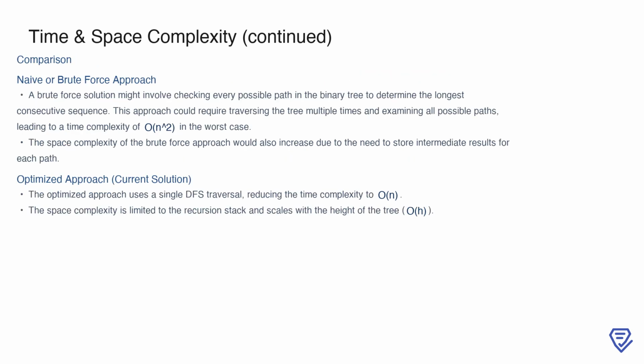When comparing this optimized approach to a naive solution, the differences are clear. A brute force method might involve evaluating every possible path in the binary tree to determine the longest consecutive sequence. This would require multiple traversals of the tree, leading to a time complexity of O(n²) in the worst case. Additionally, the space complexity would increase as intermediate results for each path would need to be stored. In contrast, the optimized approach relies on a single DFS traversal, reducing the time complexity to O(n). Furthermore, the space complexity is limited to the recursion stack, scaling only with the tree's height, making it O(h).